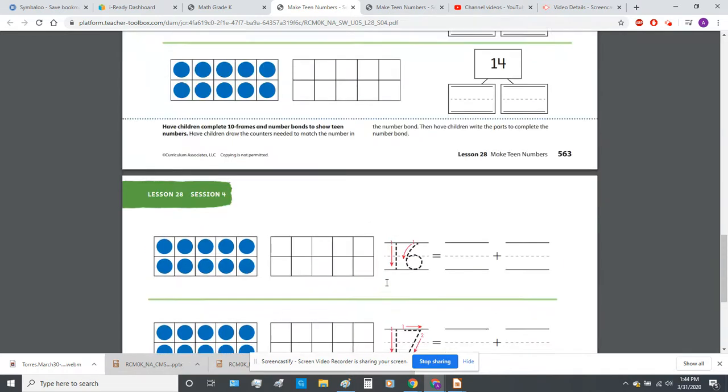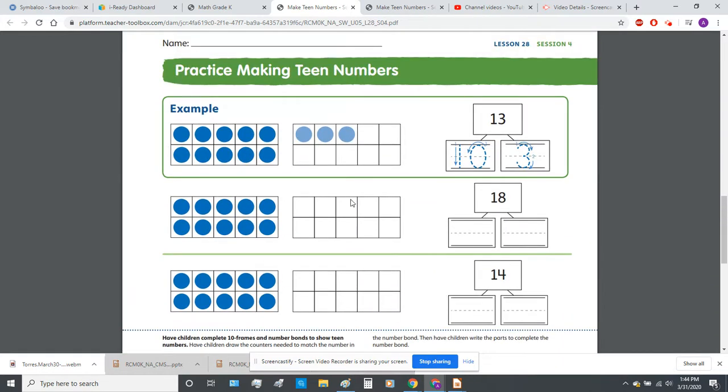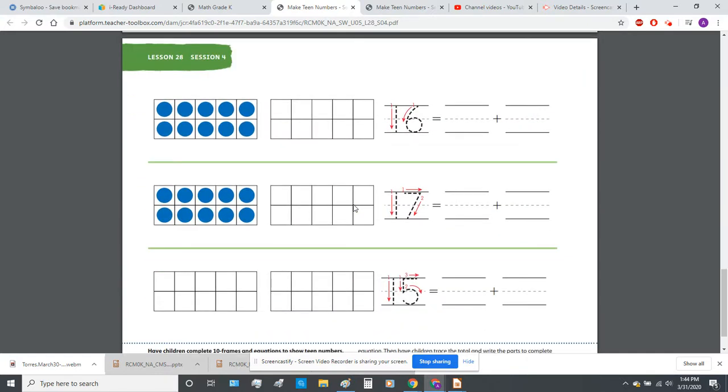I will be looking at both 563 for your work and 564. Don't forget to fill those dots in and break apart your teen numbers.